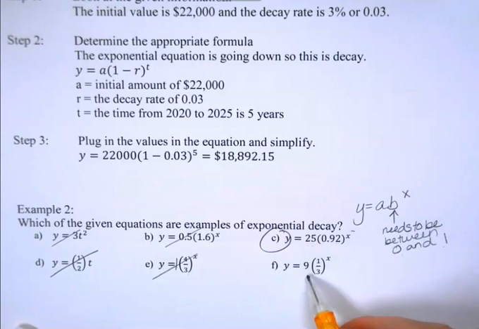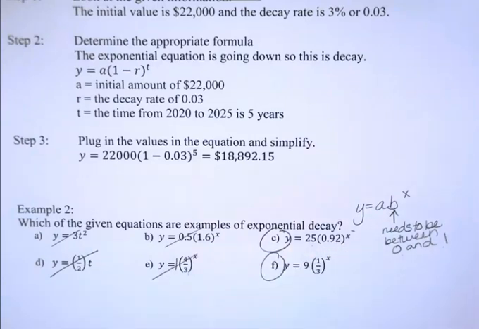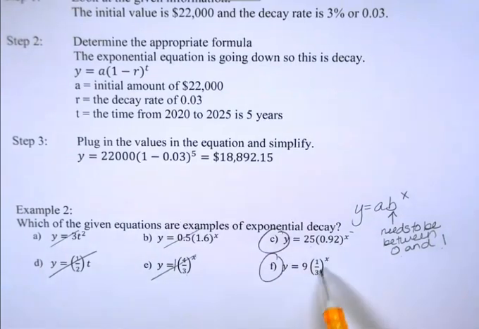On this last one, my a value is 9. My b value is between 0 and 1. 1/3 is between those, and I have a variable in the exponent. This one is also an example of decay. So you can write your b as a decimal, or you could write it as a fraction. Let's look at the next example.